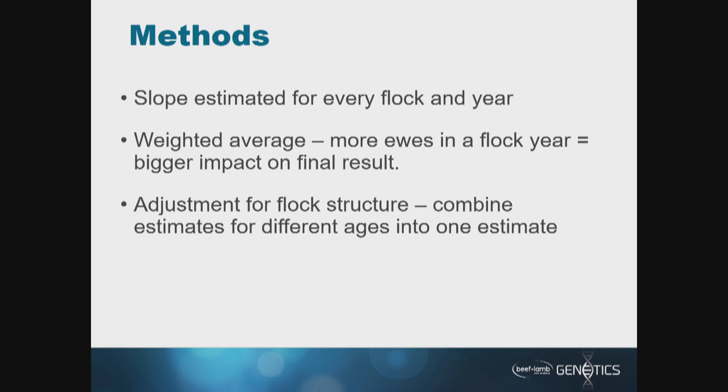We then got a weighted average so that flocks with more ewes, bigger data sets, contributed more to the final result. And then because we've got live weight records for live weight 2, 3, 4, 5 and 6, we adjusted the average slope to account for the different age structure in the flock.